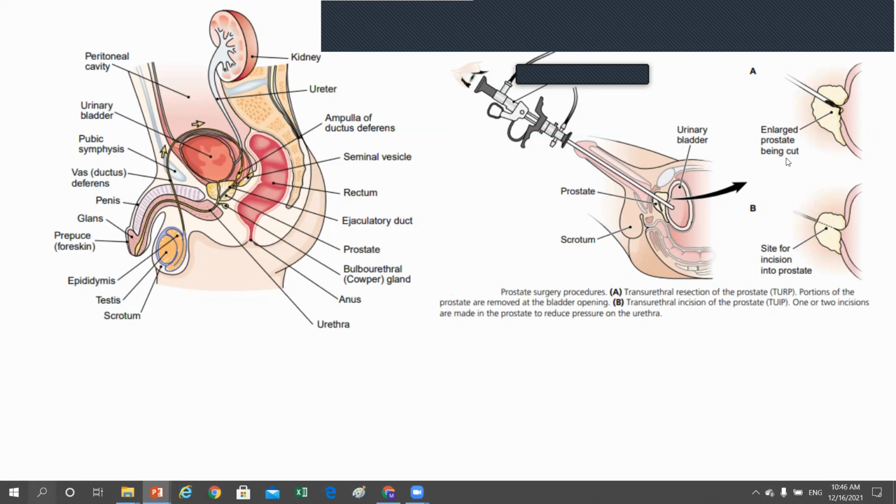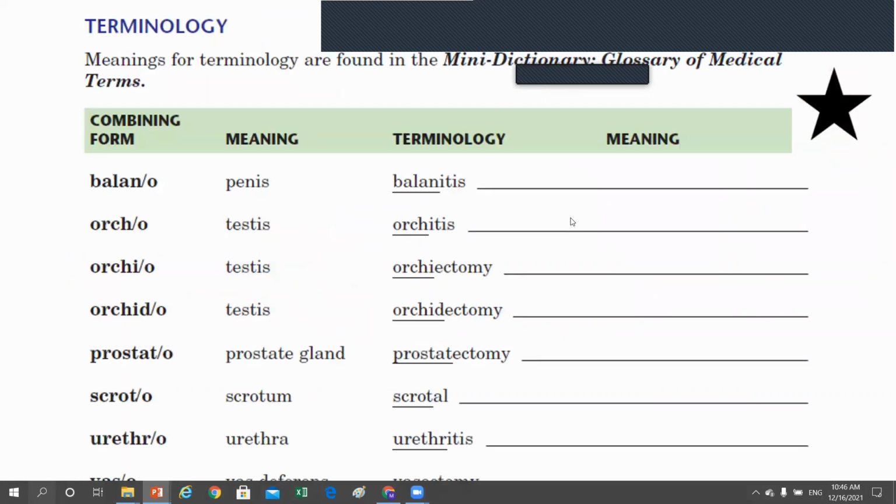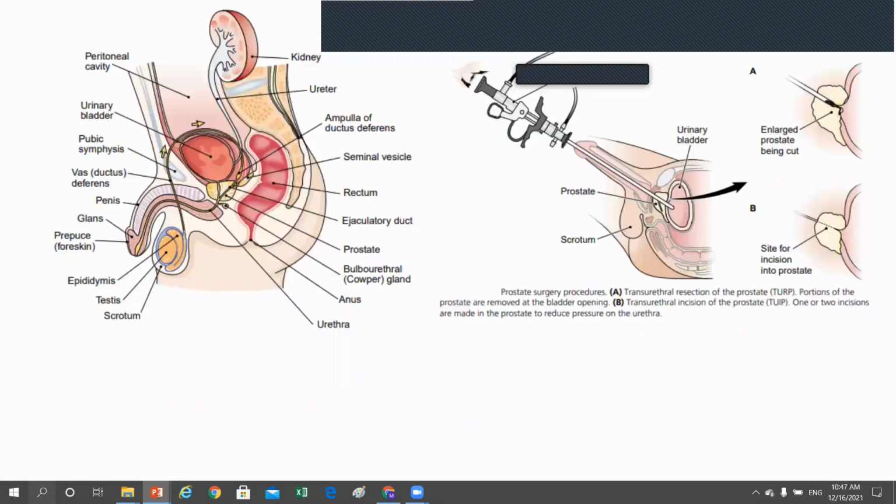So we can even see whether the prostate is enlarged or of normal size. We can even take a biopsy and examine it. The examination of the urinary bladder in a living patient with a special instrument is cystoscopy. Cystoscopy is done by this instrument that we call a cystoscope. So we can examine the condition of the urinary bladder and prostate through this procedure.